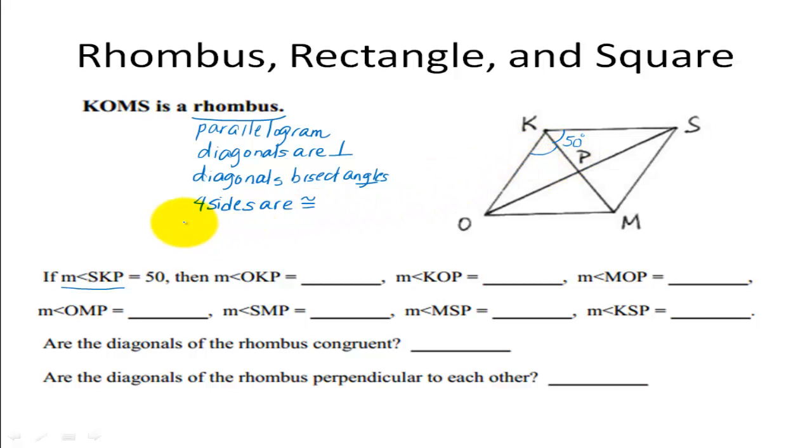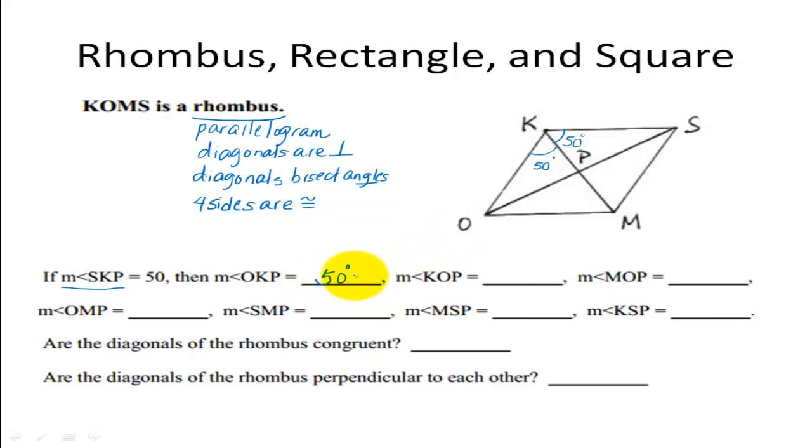For our first question here, the measure of angle SKP is 50, and here it is, SKP is 50. What is the measure of angle OKP? OKP is right here, OKP. And we said that the diagonals bisect the angle, so this has to be 50. Okay? So this is 50.